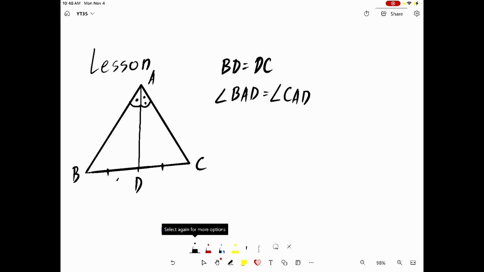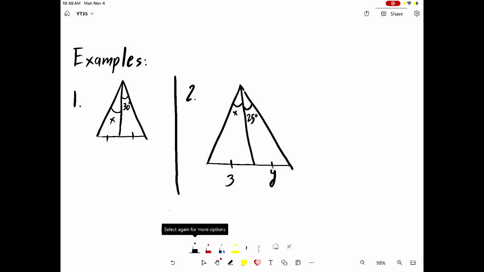Let's move on to the examples, which are just going to be pretty simple, and make sure that you get the very basic concept down. Alright, for today we have 2 examples.